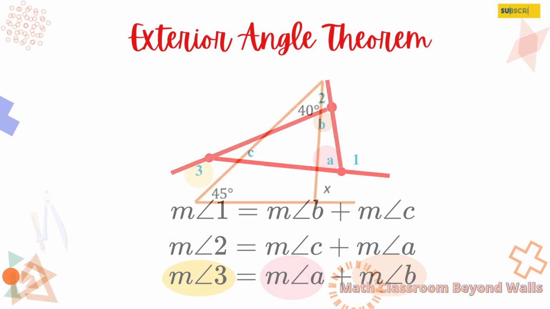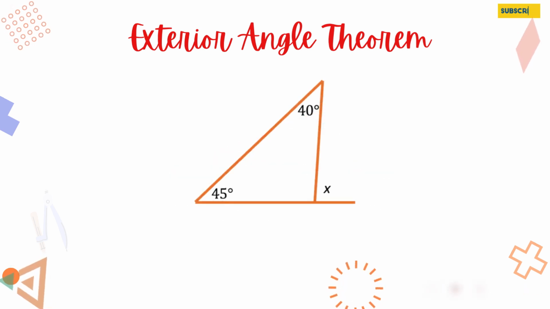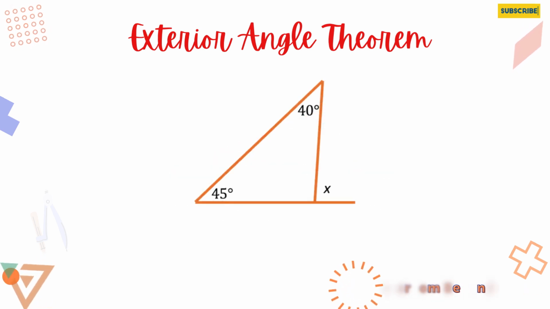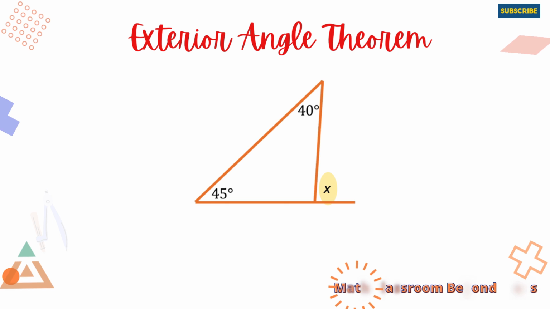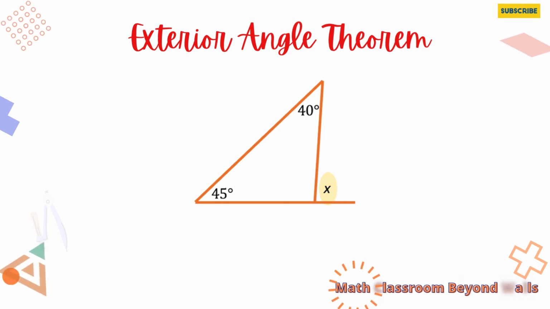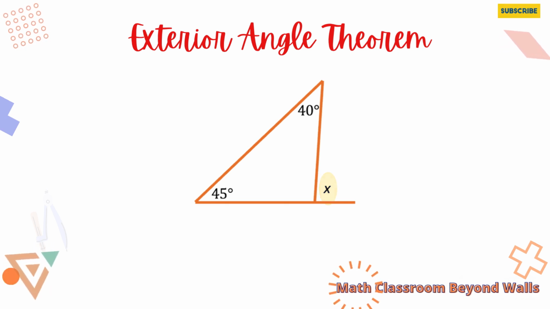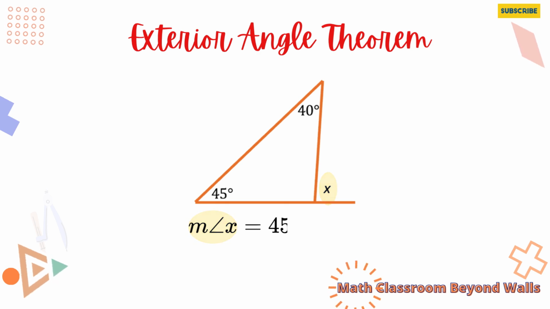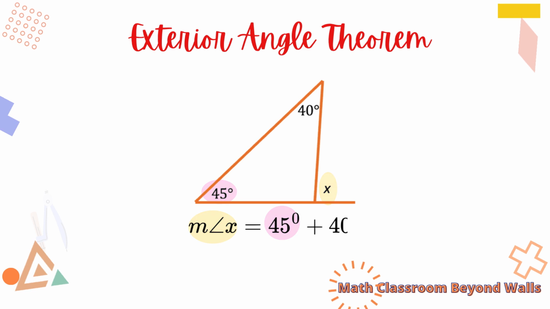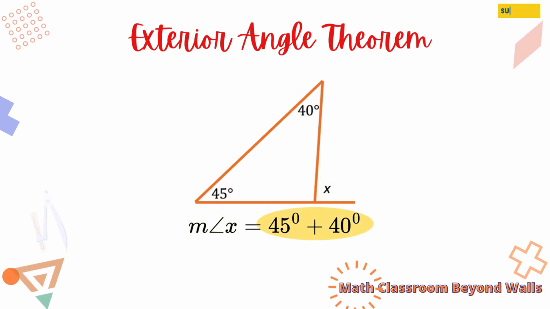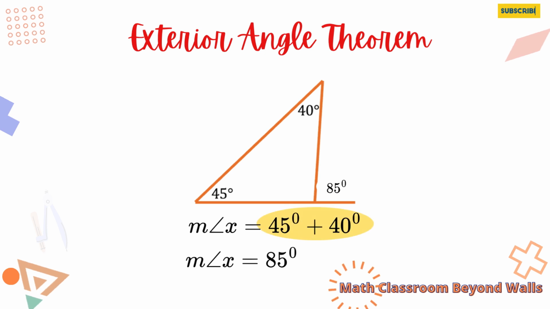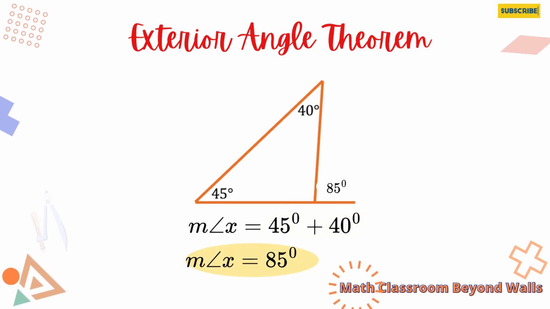So, if two interior angles of a triangle have measures as shown, then the measure of exterior angle, angle X, can be determined using the exterior angle theorem. That is, the measure of angle X is equal to 45 degrees plus 40 degrees. Adding 45 degrees and 40 degrees gives us 85 degrees. So the measure of angle X is 85 degrees.